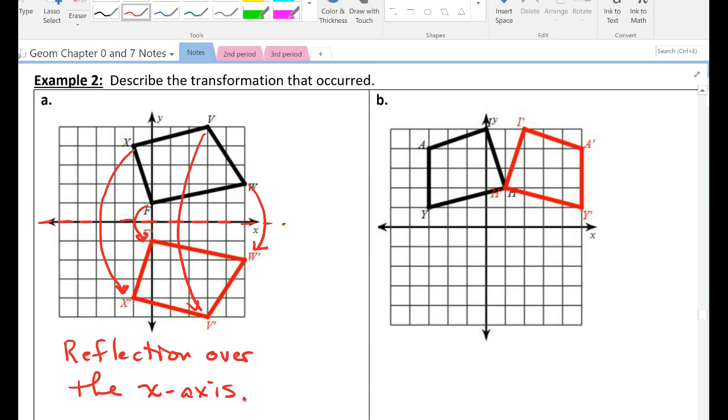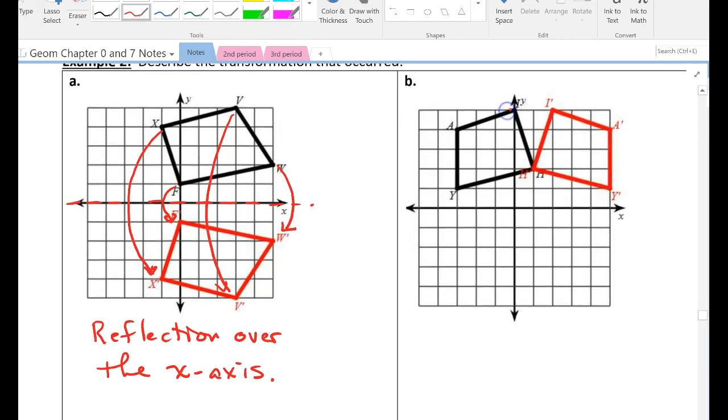Alright, so as usual, if you have questions or you need to rewind something because you missed it, feel free to do so. Let's move on to part B. So now let's try and draw that mirror line, the line of reflection, the line of symmetry. So it looks like it goes right through here.